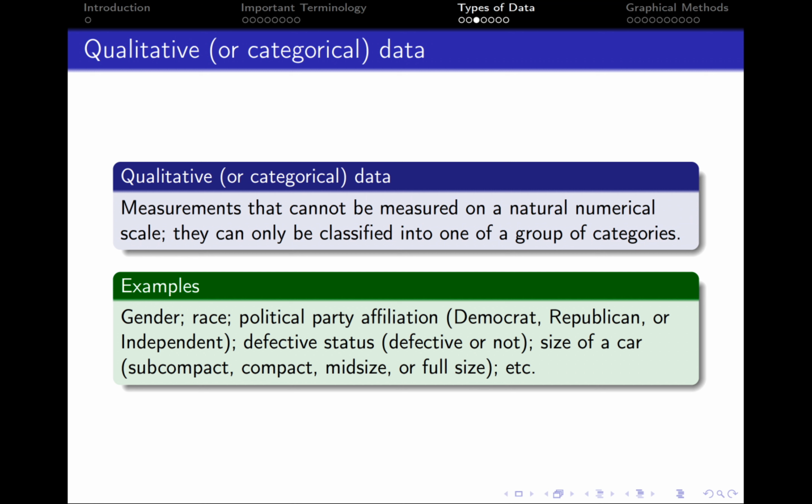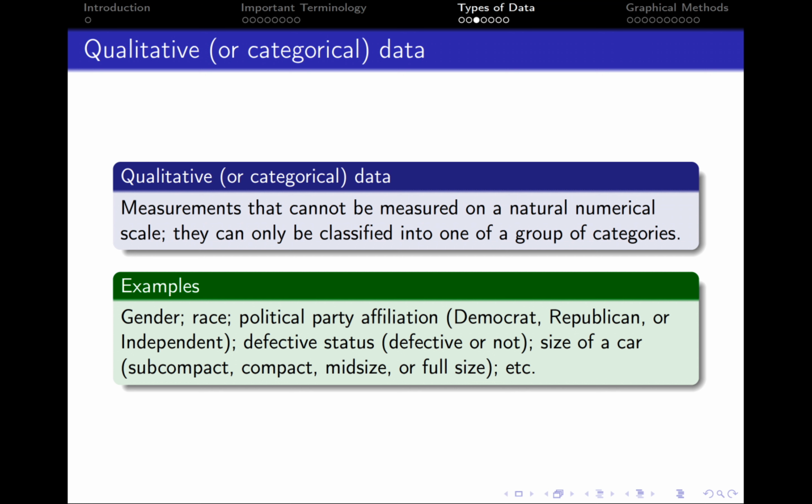Whereas qualitative or categorical data are the measurements that cannot be measured on a natural numerical scale. They can only be classified into one of a group of categories. For example, gender, right? We cannot calculate this. We can only split into some categories like male, female, and others. The same with race, right? We cannot calculate race. We can only split into different races.